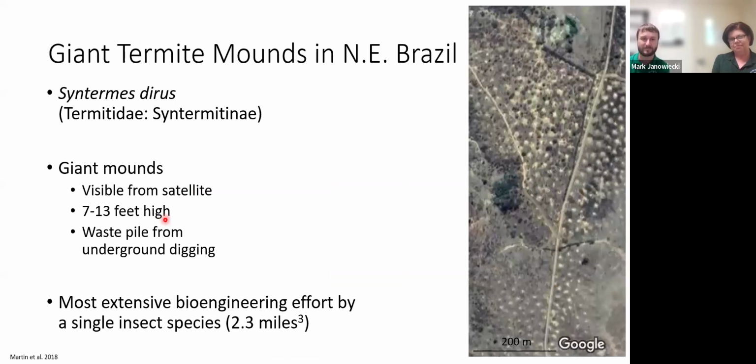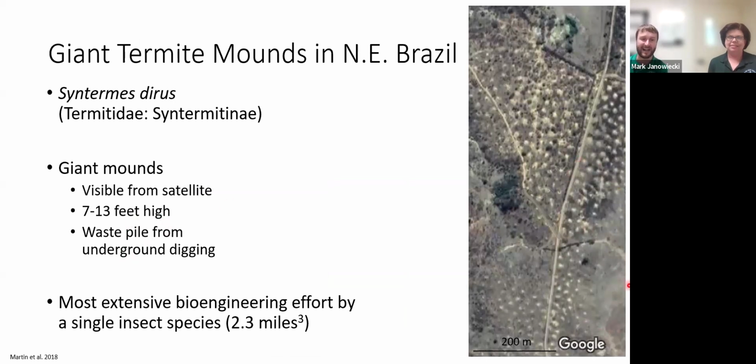Other interesting neotropical termites are some of the giant termite mounds in northeast Brazil. So this is another species in the same subfamily, Termes dirus. And these giant mounds can actually be seen from space. So this is a satellite picture there.